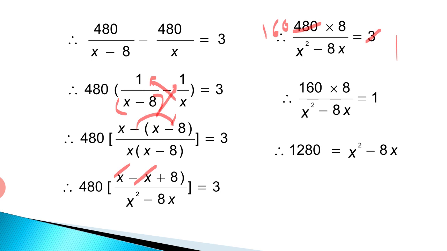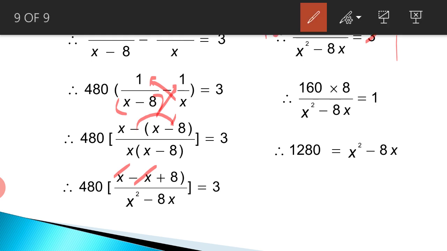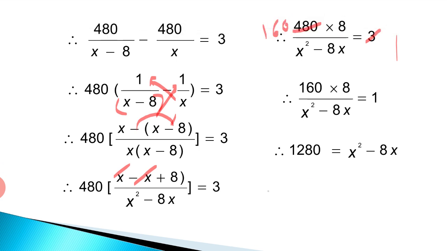Rearrange to get the standard form. So I'll shift 1280 towards the RHS and then exchange RHS with LHS. So what will I obtain? I'll erase this arrow. So I'll obtain now x square minus 8x minus 1280 is equal to 0. So this is the quadratic equation representing the above condition.